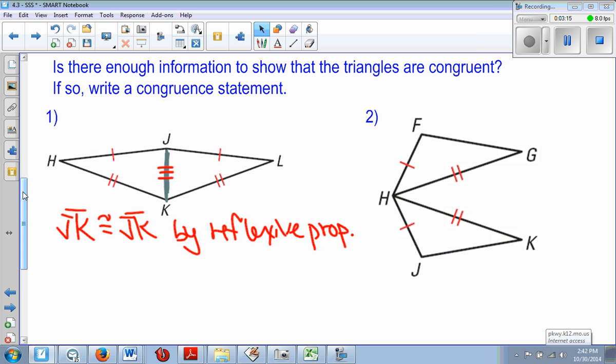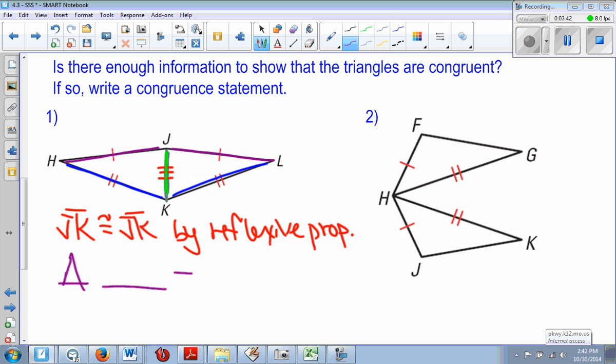So if you look at what I have illustrated, in each triangle you have 3 pairs of congruencies. You've got side HJ and JL. You've got side HK and LK. And now you also have side JK and JK. Since you're able to show that you have 3 congruent pairs of sides, you can say that the triangles are congruent, and you can write a congruent statement.